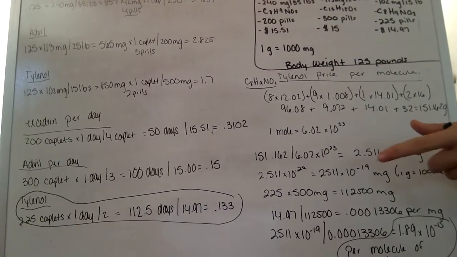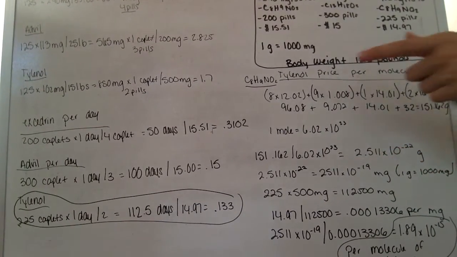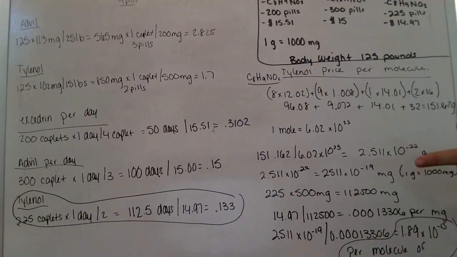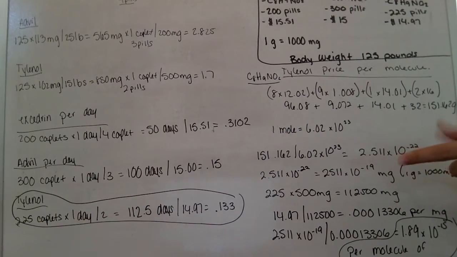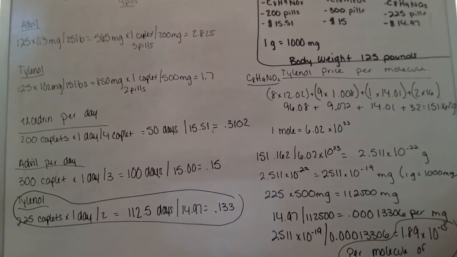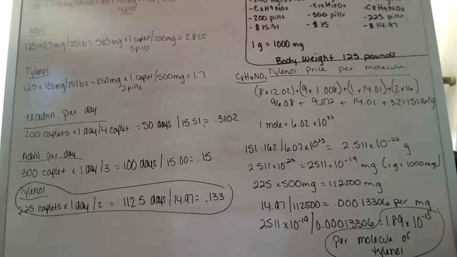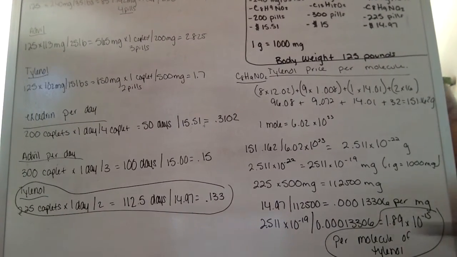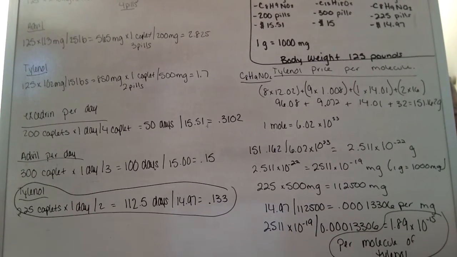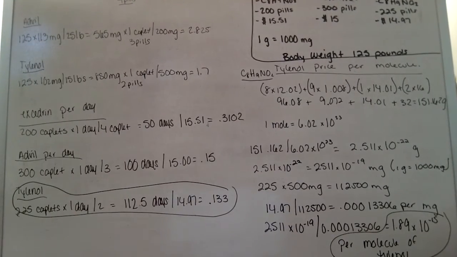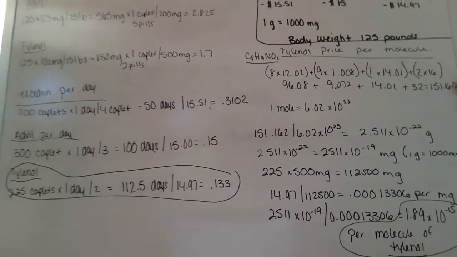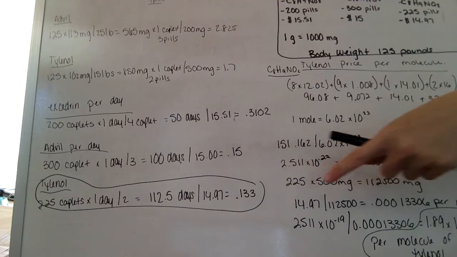So then with that being said, we have to convert that to milligrams, which we got the conversion factor here. 1 gram is equal to 1,000 milligrams. So we got 2.511 times 10 to the negative 19 in milligrams. And then we went ahead and we multiplied 225 by 500 milligrams to get the milligrams for the entire bottle of Tylenol, which gives us 112,500 milligrams.